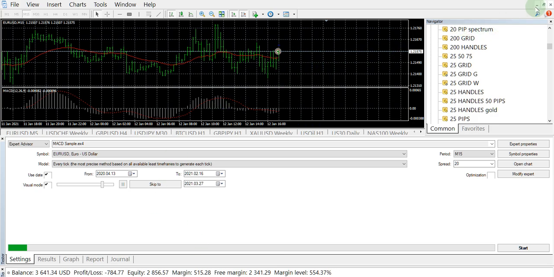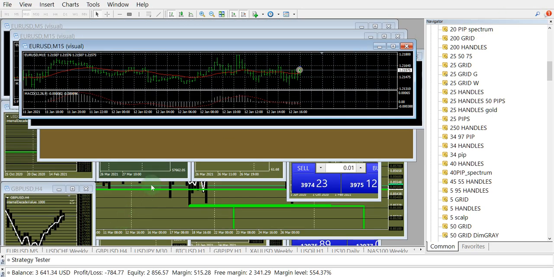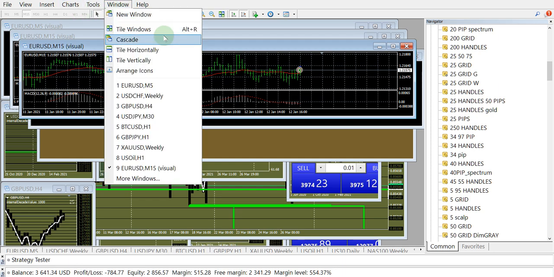I'm missing... reduce this a little bit. This chart is... Got to go back to my charts. Get out strategy tester. Okay, I was looking at... Let me retile everything here. Unfortunately, we have to retile these robots I just launched.